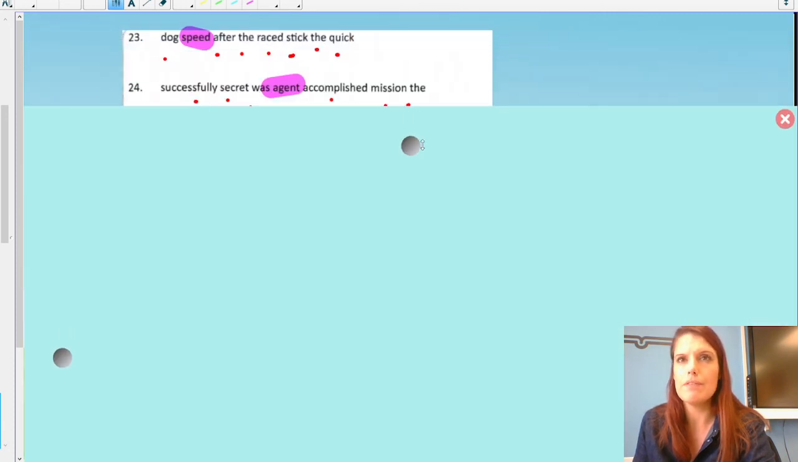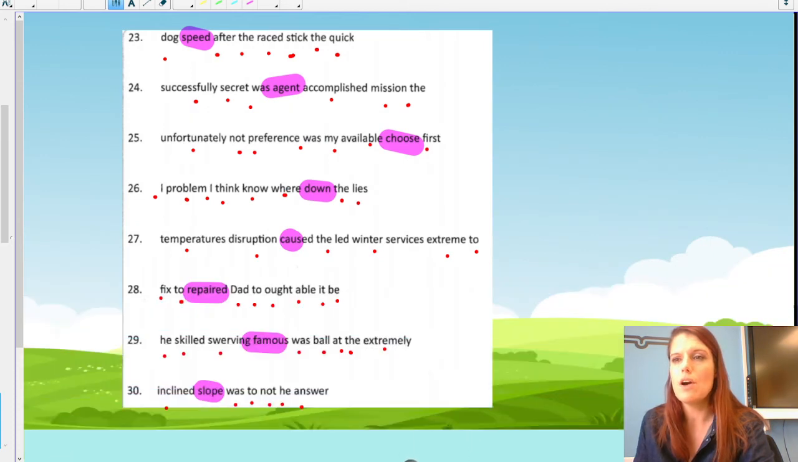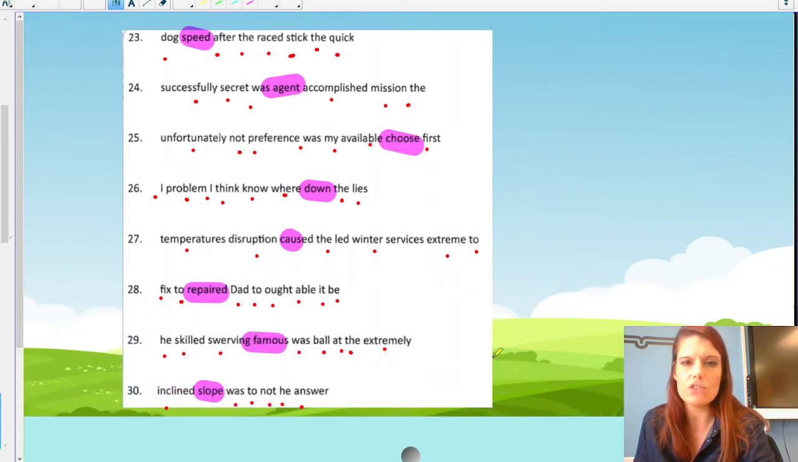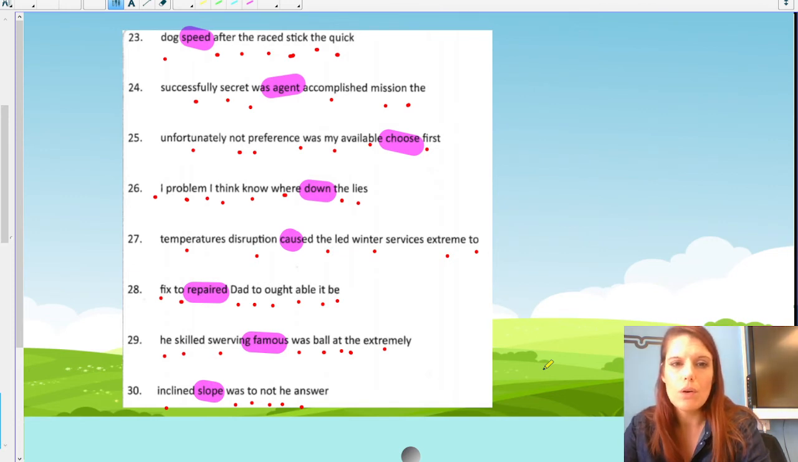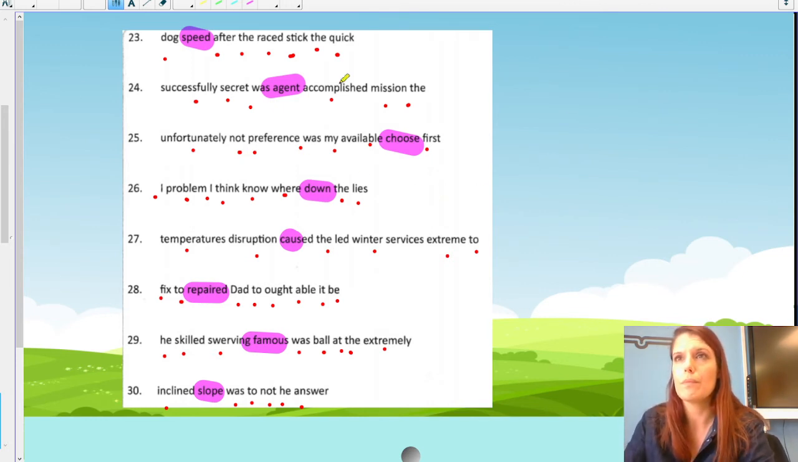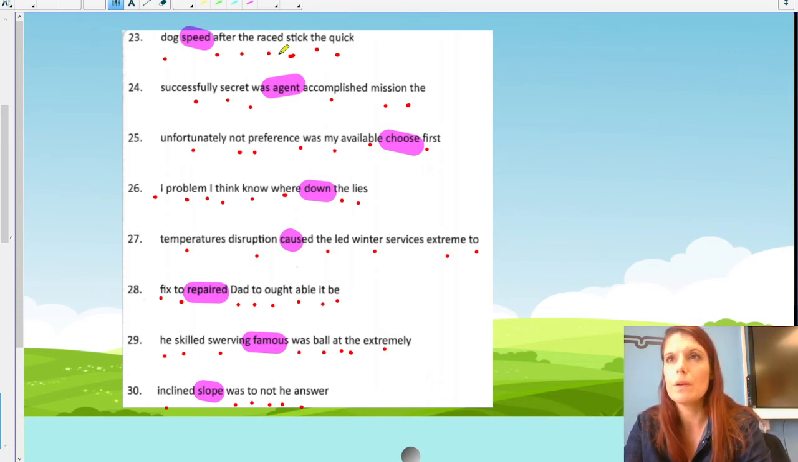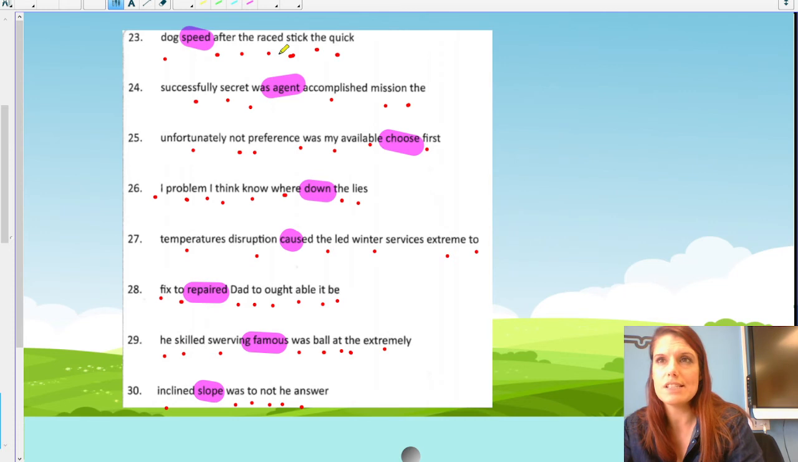Now we're going into our final section of reshuffled sentences. We have speed, agent, choose, down, caused, repaired, famous, and slope. Have a check of these. The quick dog raced after the stick. The secret agent completed the mission successfully.